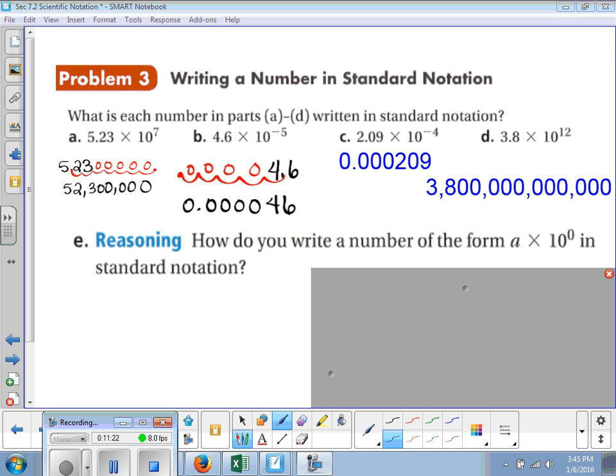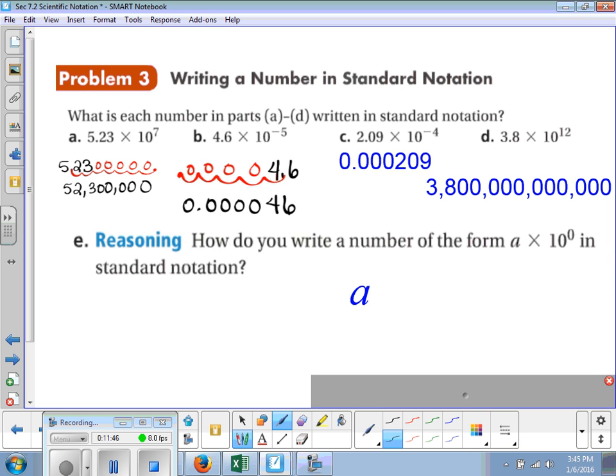Very good. Now, part E, how do you write a number in the form A times 10 to the 0 in standard notation? How do you do that? Trevor? Because it's 1. Very good. It'll just be A, because 10 to the 0 is 1. So A times 1 is A. And also, 0 means we're not moving the decimal at all, right? We're not moving the decimal at all. So it just stays A.